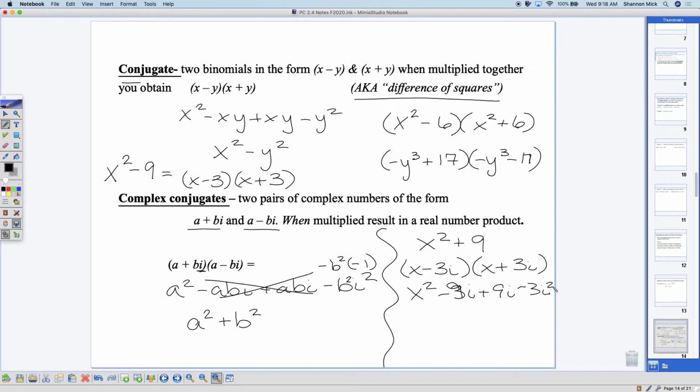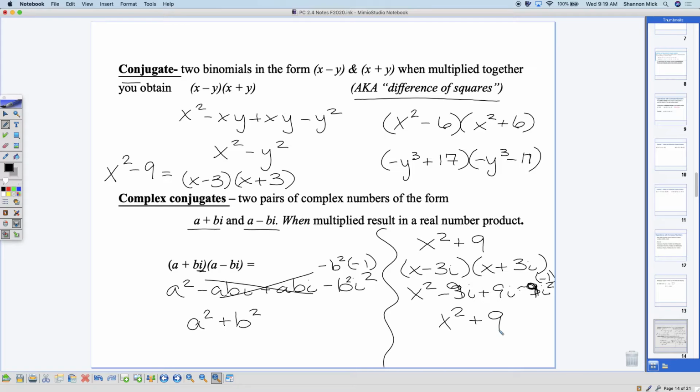Negative 1. That should be a 9. I don't want to multiply my 3's evidently today. And a negative 1 times a negative is a positive. Okay? So you can factor sums of squares as well.